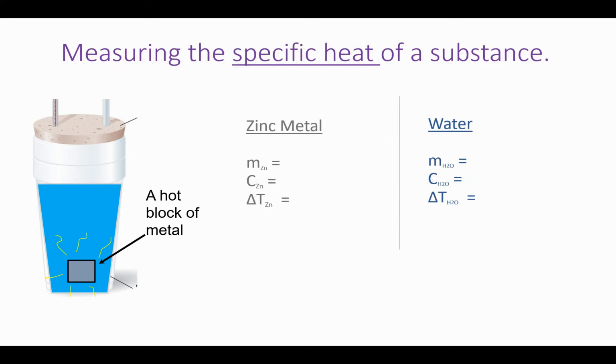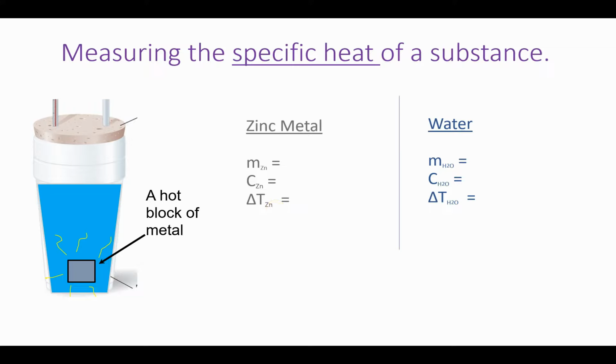So before we run through this example of how we can figure out the specific heat of zinc metal, I want you to get a piece of paper out because I want you to record all of the data that we're going to collect in this video lab that I'm about to show you. So I want you to write down zinc metal: this is the mass of the zinc, the specific heat of the zinc, and the change in temperature of the zinc.